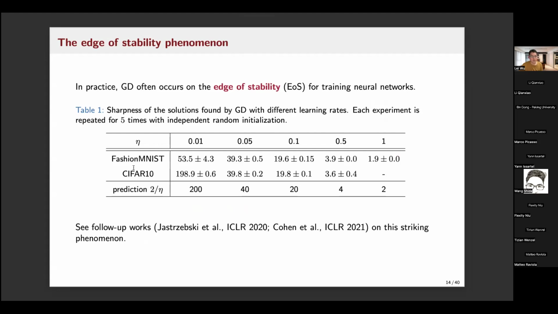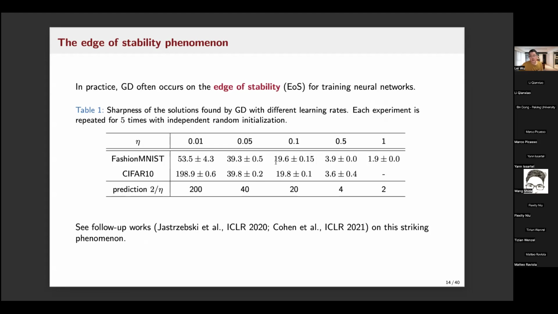I trained a small VGG network with about 5 convolution layers to fit Fashion-MNIST and a partial CIFAR-10, using different learning rates. And there is a very mysterious observation. For example, for the learning rate of 1.0, the upper bound of the maximum eigenvalue of the Hessian is 20. The value in each cell of the table corresponds to the maximum eigenvalue of the Hessian at the point where GD converged.